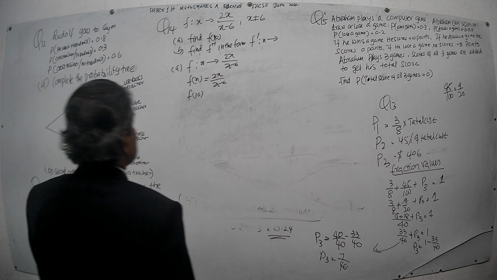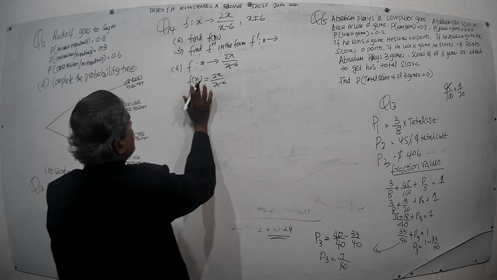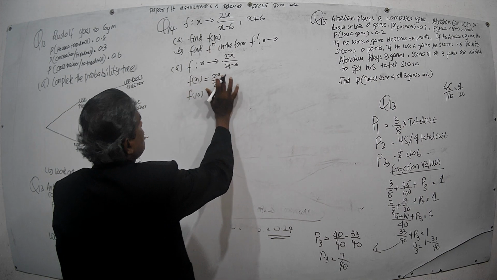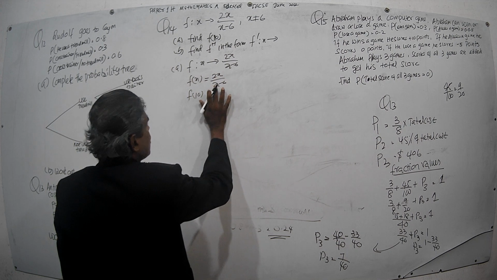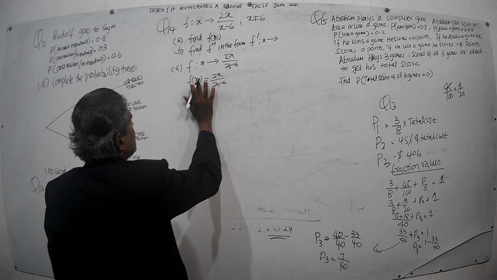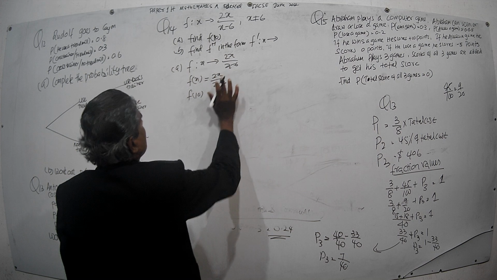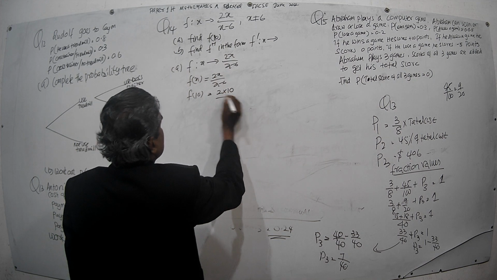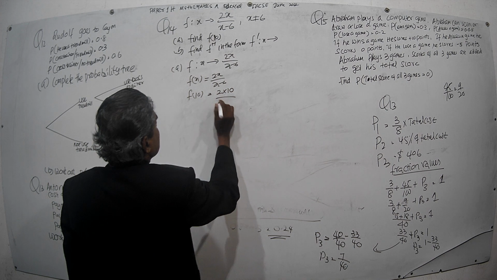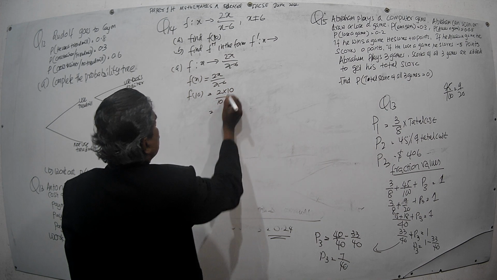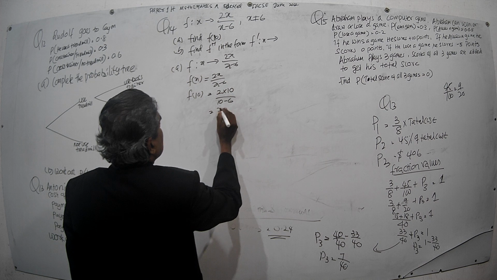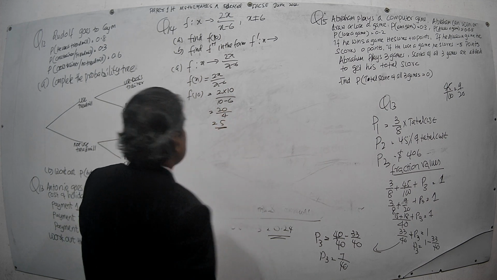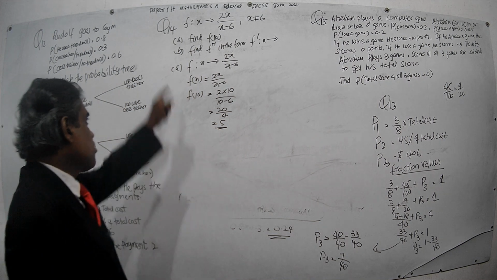F10 means what? Instead of this x, they have put 10. When this is x, this is also x, then this is also x. Therefore, when x is 10, this x is 10, this x is also 10. Therefore, substitute here 2 into 10, and 10 minus 6. Then 2 into 10 is 20, 10 minus 6 is 4. Then the answer is 5. 20 divided by 4 is 5. That is the answer for fx.